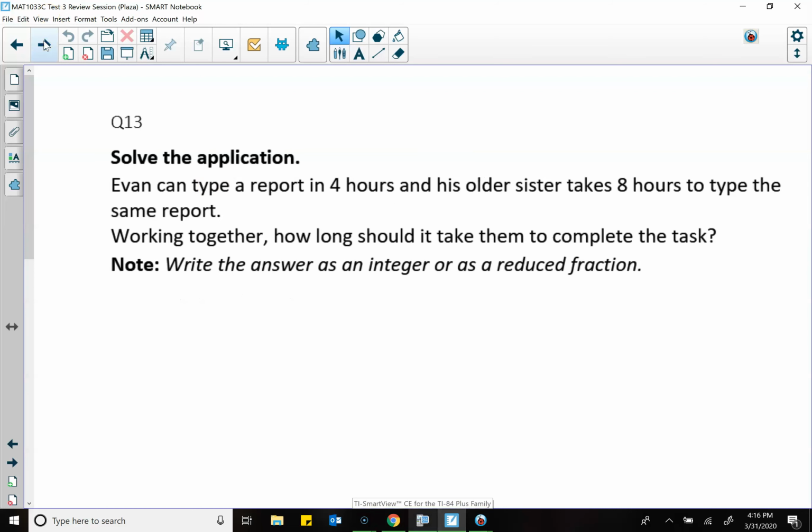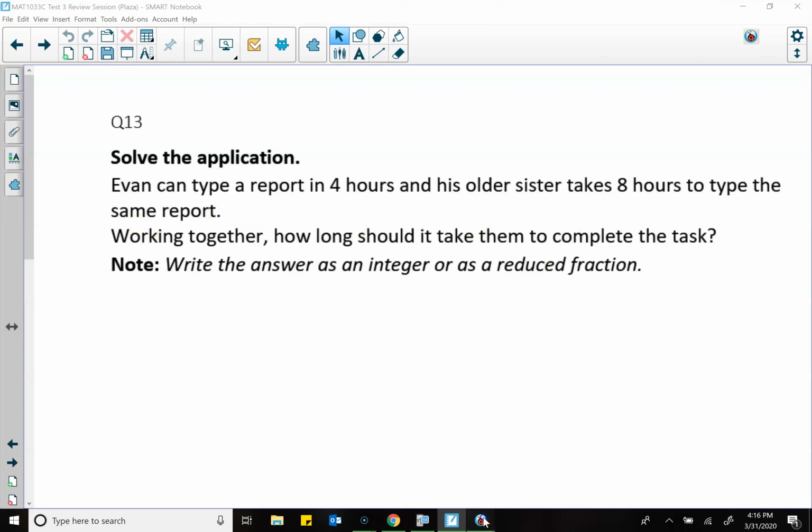All right, question number 13. And again, 12 came from 4.5 as well. Question number 13, again, coming from 4.5. You can see lots of 4.5 questions. So, question number 13, word problem. It says, Evan can type a report in 4 hours, and his older sister takes 8 hours to type the same report. Working together, how long should it take?